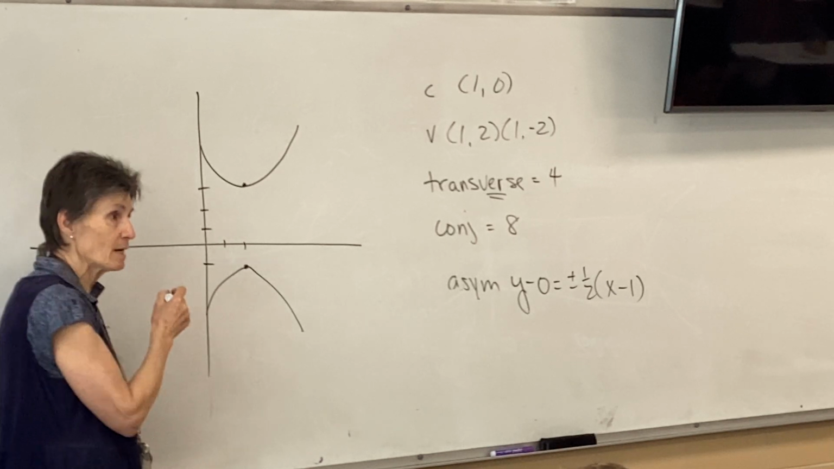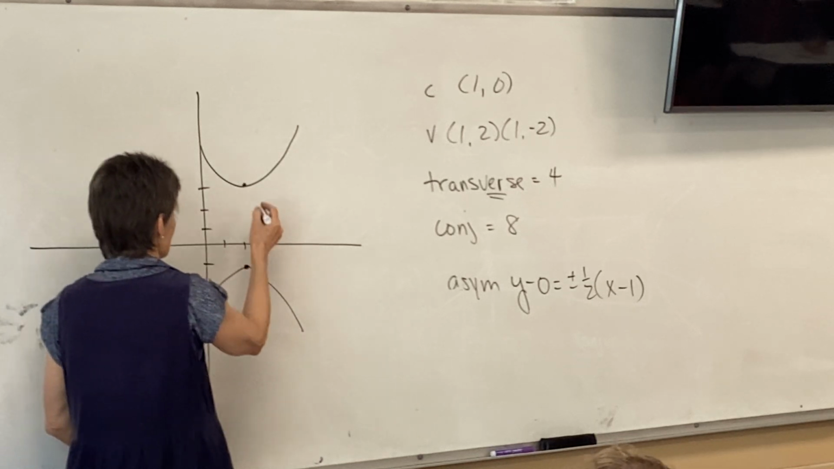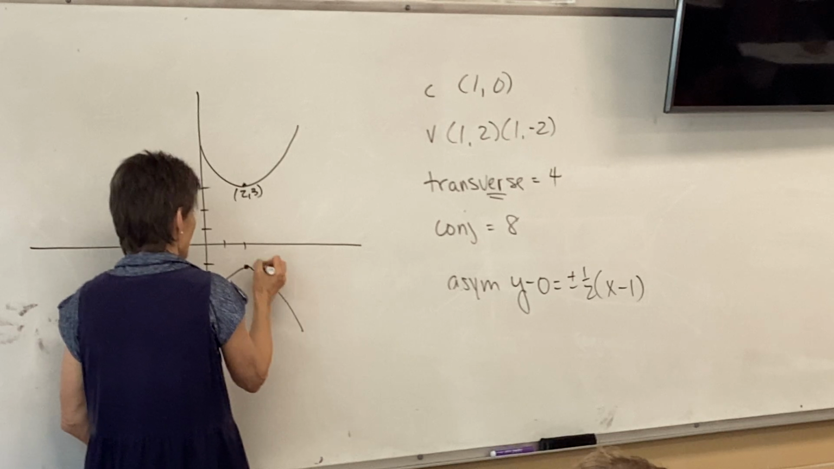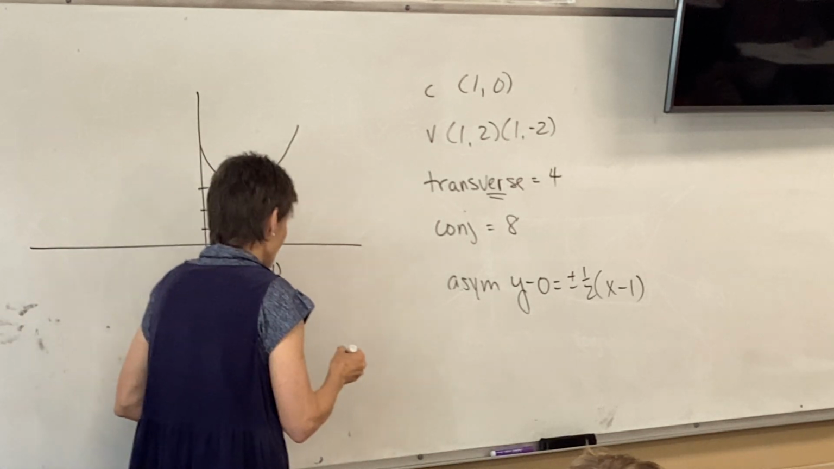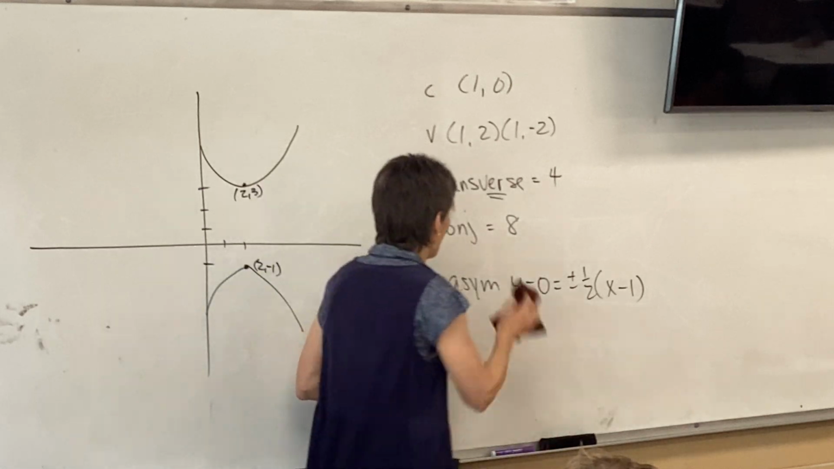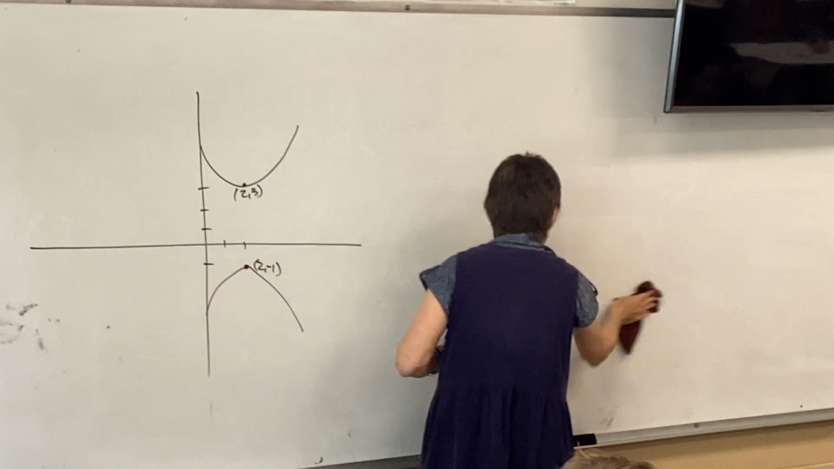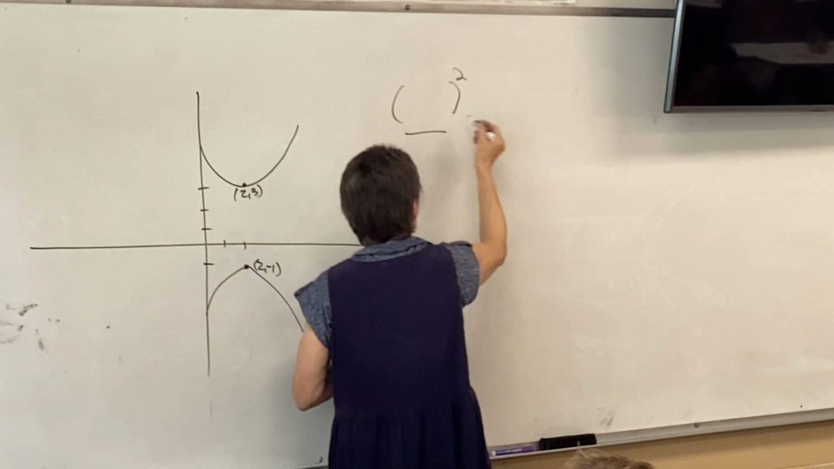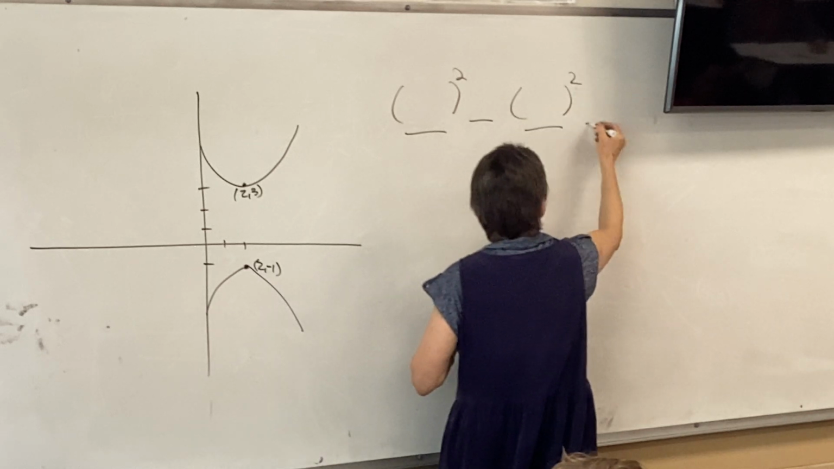Okay, that tells me a couple things. What does that tell me? If these are the vertices, 2, 3 and 2, negative 1, what does that tell me about my equation? I'm going to write the equation of a hyperbola, and it's going to be just like the equation of an ellipse. It's something squared over something, this time minus something squared over something equals 1.